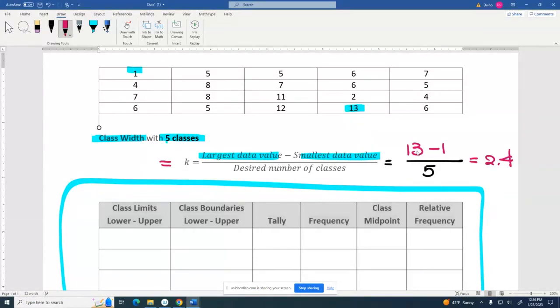Then how much will be the k? Always round up. 3. Thank you. Always round up.